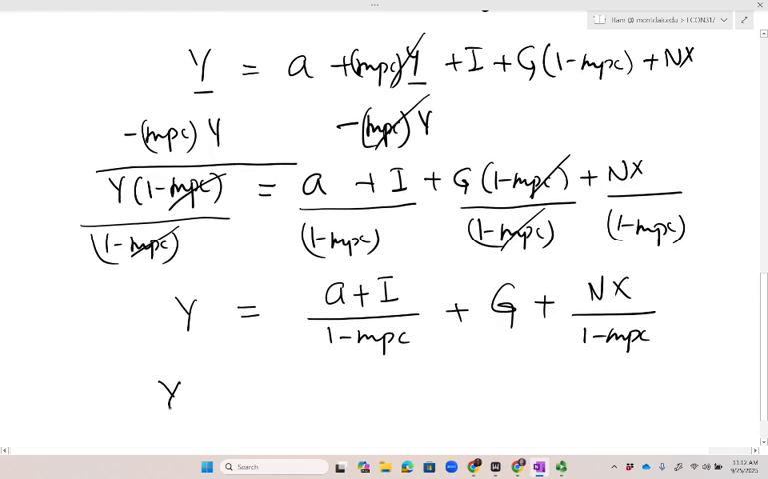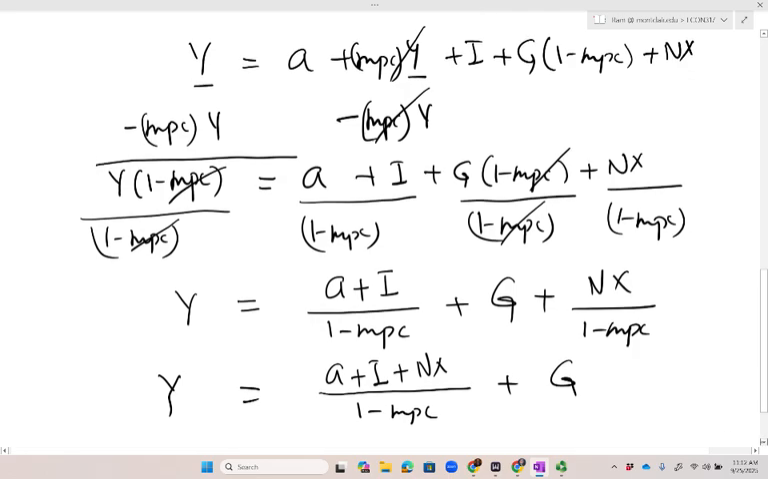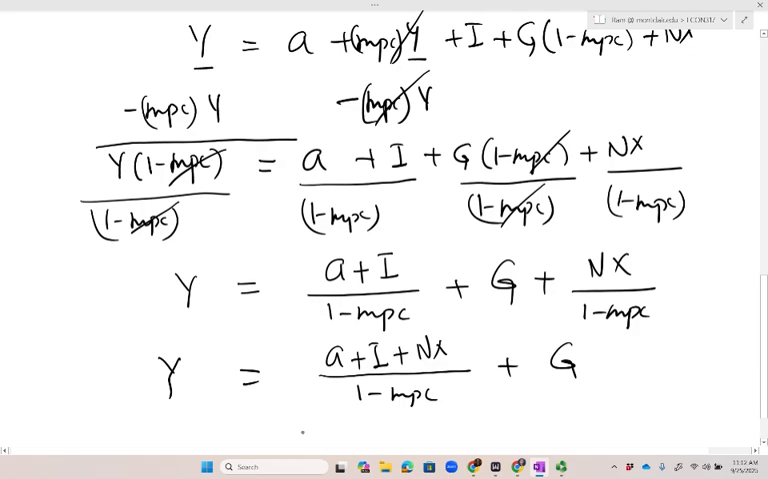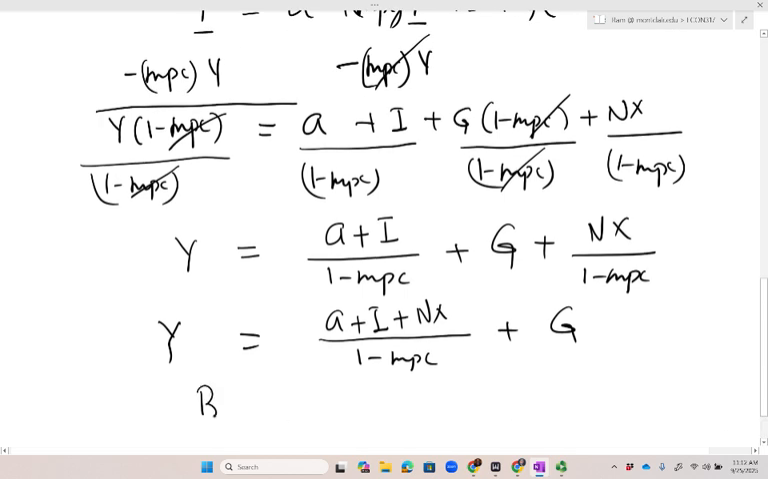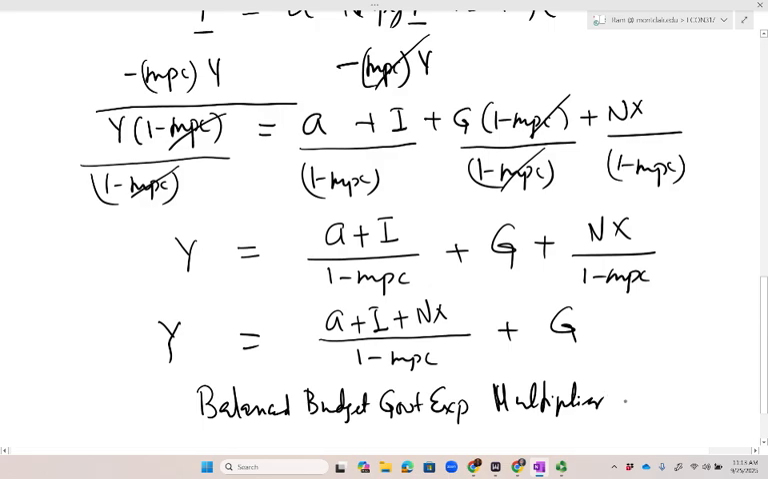Now we are ready to collect the first and the third term. They are A plus I plus NX, all divided by 1 minus MPC plus government expenditure. So you can see the coefficient of the government expenditure in this expression is 1. That is the balanced budget government expenditure multiplier, which is the coefficient here, which is 1.